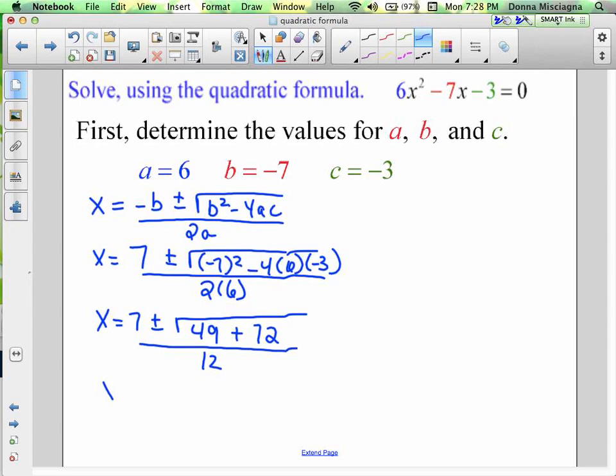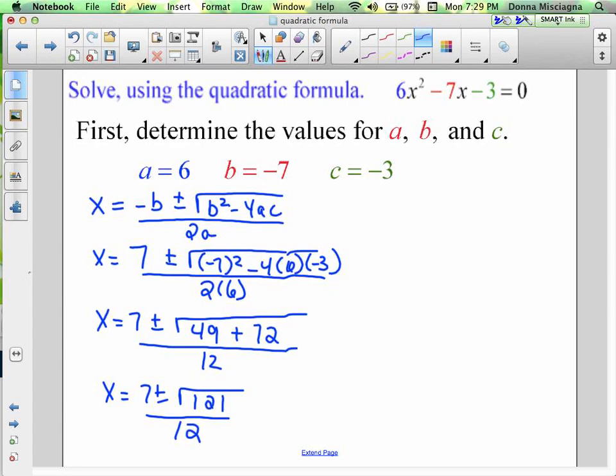So we have x is equal to 7 plus or minus the square root of 121. Do not leave your answer like this, because you must simplify as much as possible. When you use completing the square and you isolate x, unless you've got two real numbers that can be added and subtracted together, you're going to be as simplified as you can be. With the quadratic formula, you sometimes have to simplify.